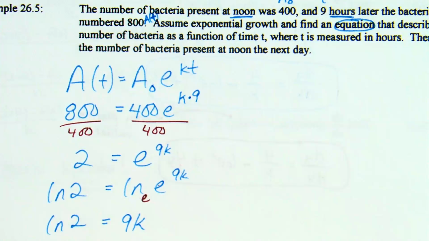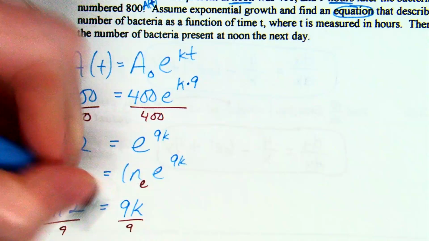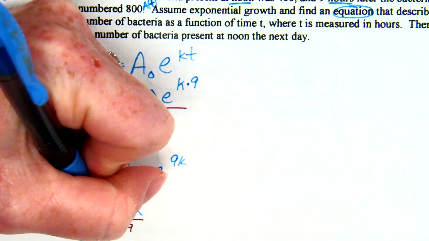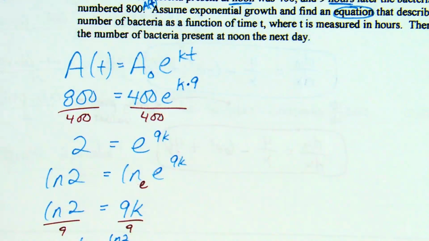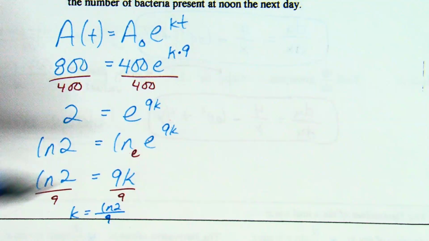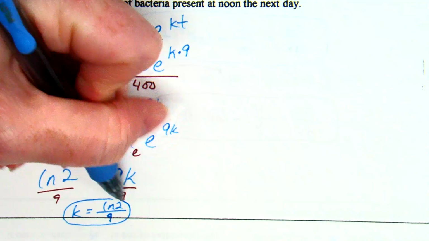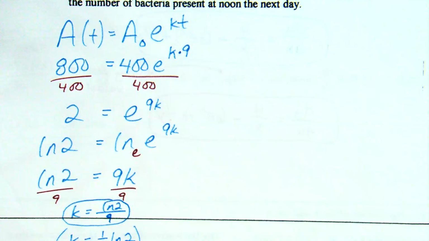How do I solve for K? Divide by 9. And so K is natural log of 2 over 9. You can go the decimal route if you want. We'll need our calculators at some point. I'm not going to write it as a decimal right now. I'm going to just write it as natural log of 2 divided by 9. Or if you wanted, you could write it as 1/9 times the natural log of 2. I've seen that done too.